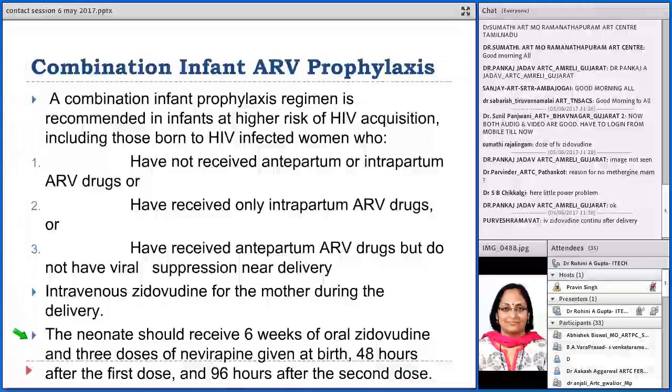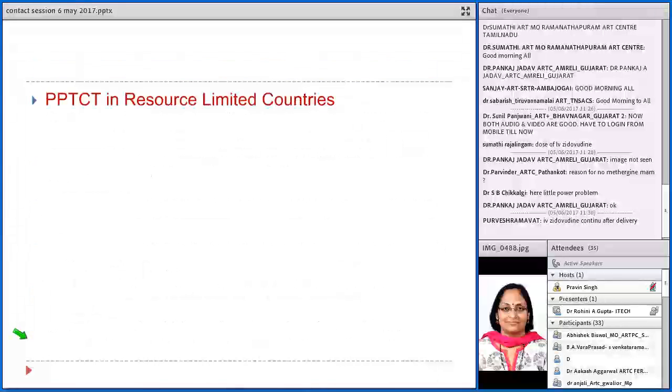So what is the combination? The combination is 6 weeks of zidovudine and 3 doses of nevirapine given at birth, 48 hours after the first dose and 96 hours after the second dose. This was about guidelines in the US.